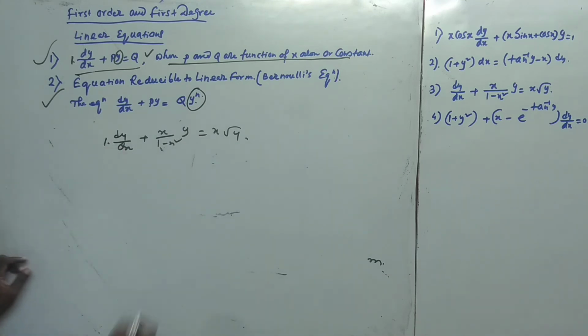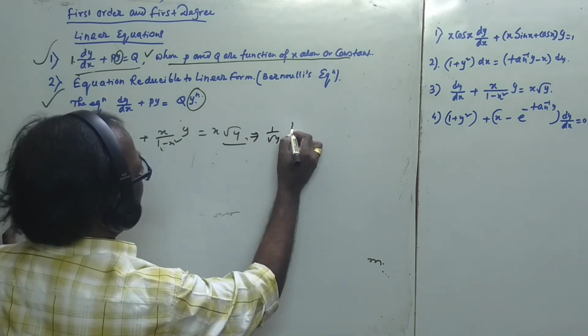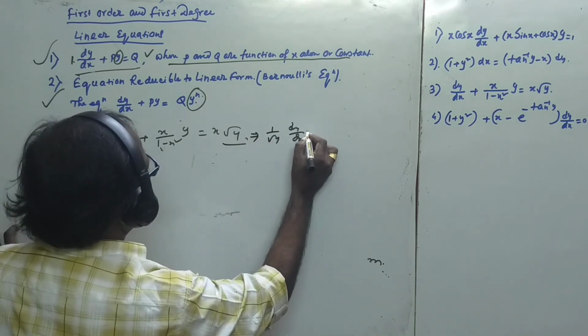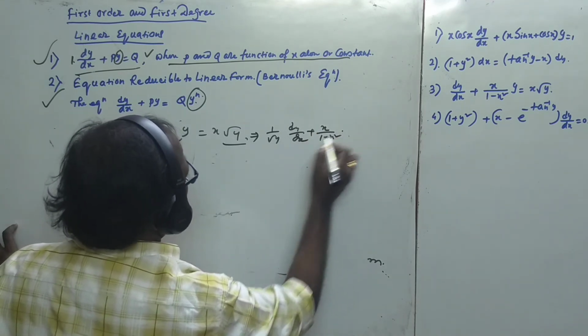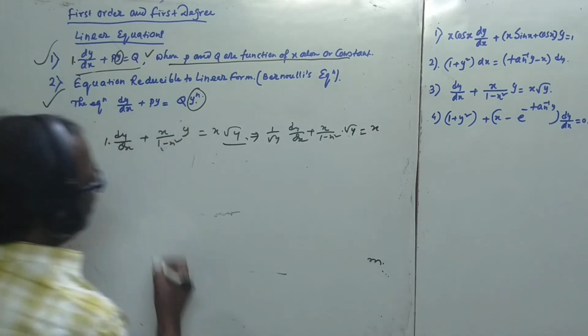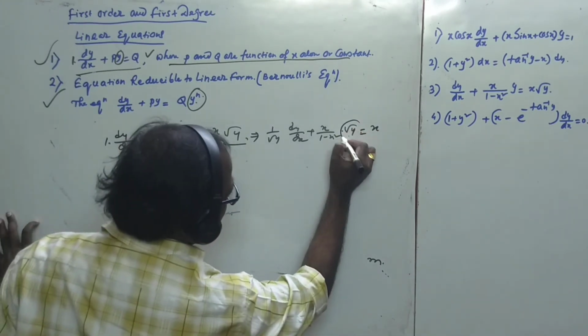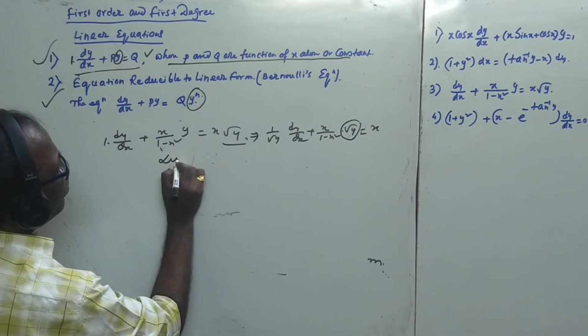Now divide by root y on both sides. You get 1 by root y dy/dx plus x by 1 minus x square, times root y, equal to x. Again, this is root y, but in the linear form it should be y, so let us assume root y as v.